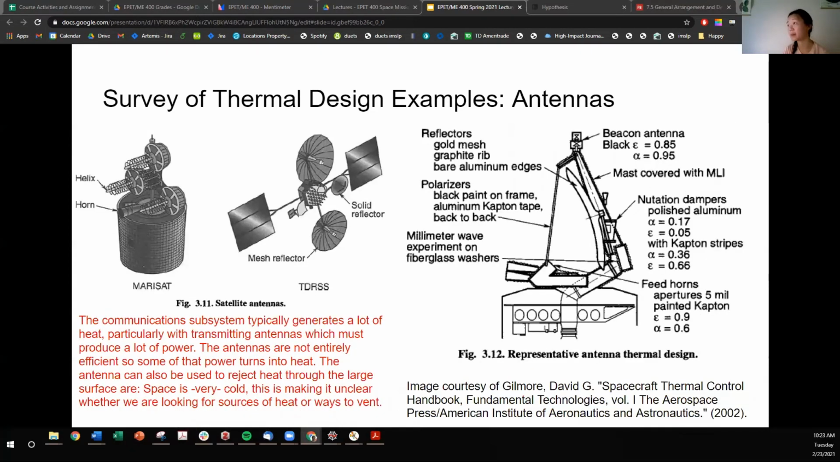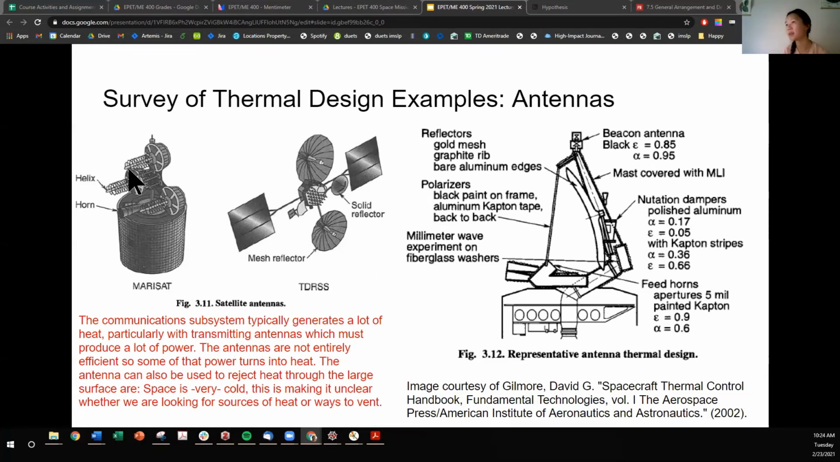Okay, let's talk about antennas. So the thermal control requirements for antennas are usually to maintain temperatures within the allowable ranges for the materials they are made of, and especially for reflectors to keep thermally induced distortions within acceptable limits. For most antennas, an acceptable design can be developed using paints, insulation blankets, and/or low coefficient of thermal expansion structural materials.